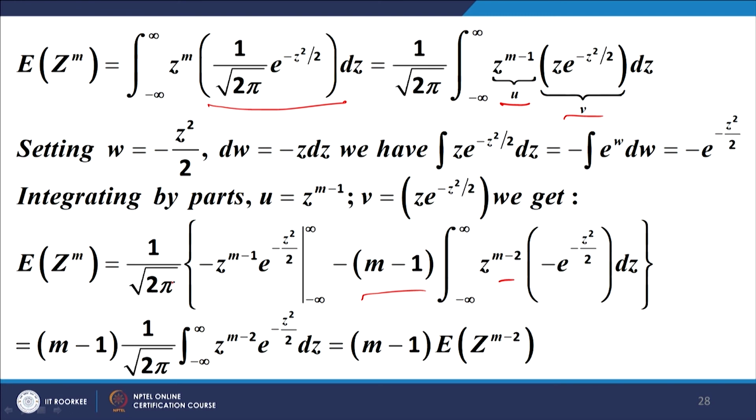So, what I am left with is plus. So, I am left with the expected value of z to the power m is equal to m minus 1 upon root 2 pi integral z to the power m minus 2 e to the power minus z square upon 2. If you look at this very carefully, this is nothing but the normal distribution probability function, 1 upon root 2 pi e to the power minus z square upon 2, multiplied by z to the power m minus 2, and that is nothing but the m minus 2th moment. So, what do we have? This m minus 1 comes here, expectation of z to the power m minus 2. So, what is our final conclusion?